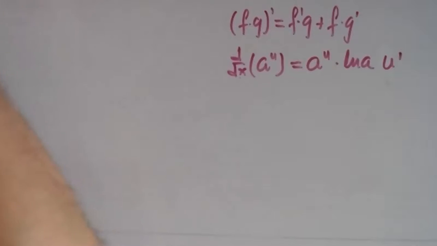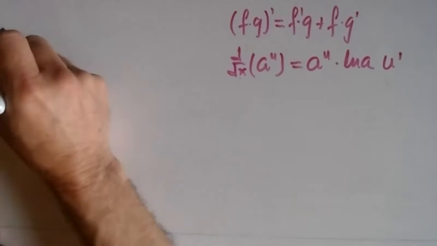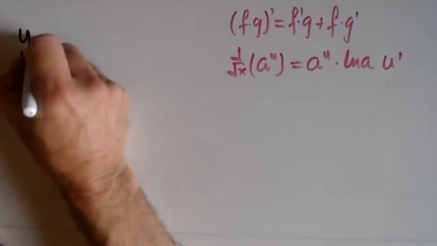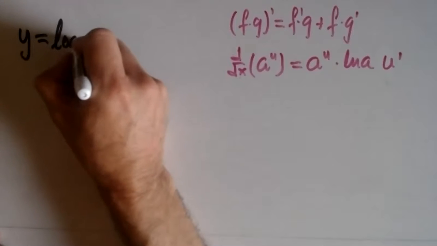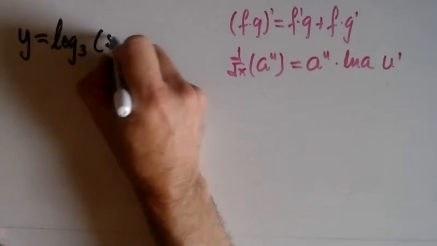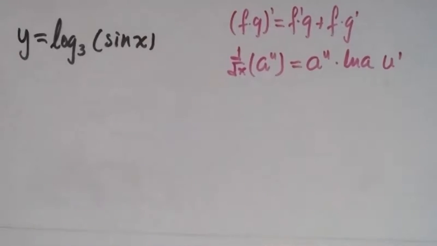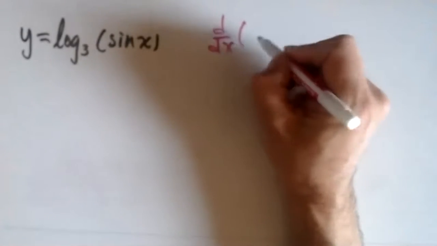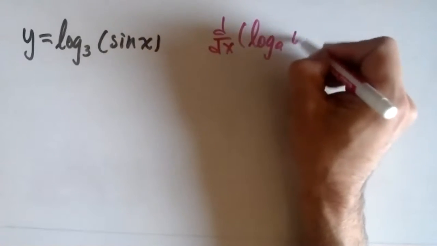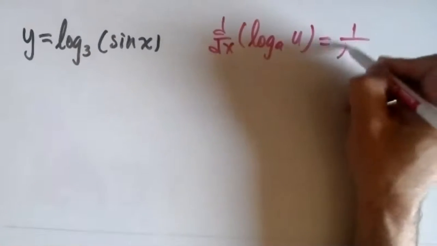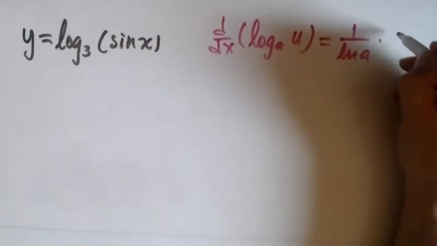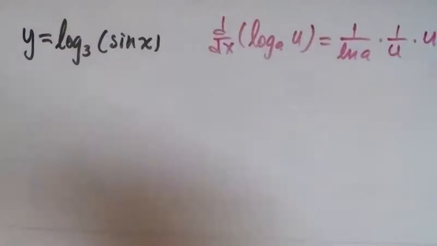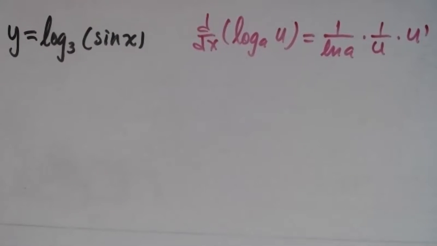Now is the log. So I have y equals the log in base 3 of sine x, right? Okay, what is the formula I'm going to be using? Again, the derivative with respect to x of log in base a of u is 1 over ln a times 1 over u times u prime. That's my formula, correct? That's the formula I have to use.